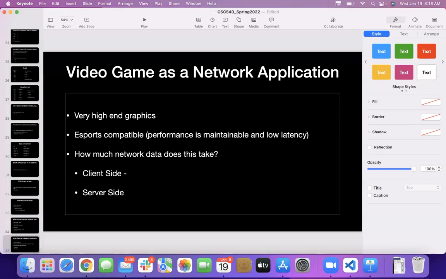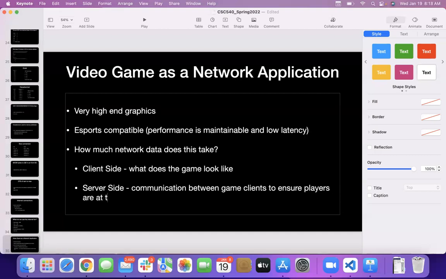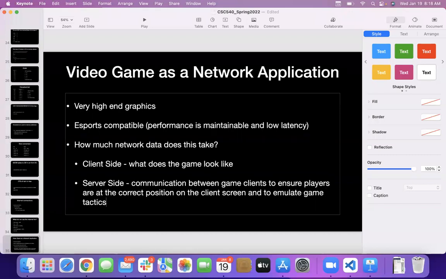We have client side is, what does the game look like? Server side is the communication between game clients to ensure players are at the correct position on the client screen, and to emulate the game tactics.